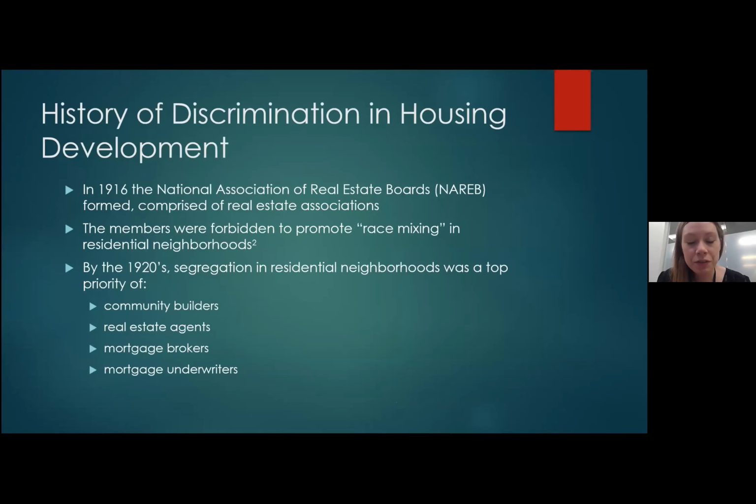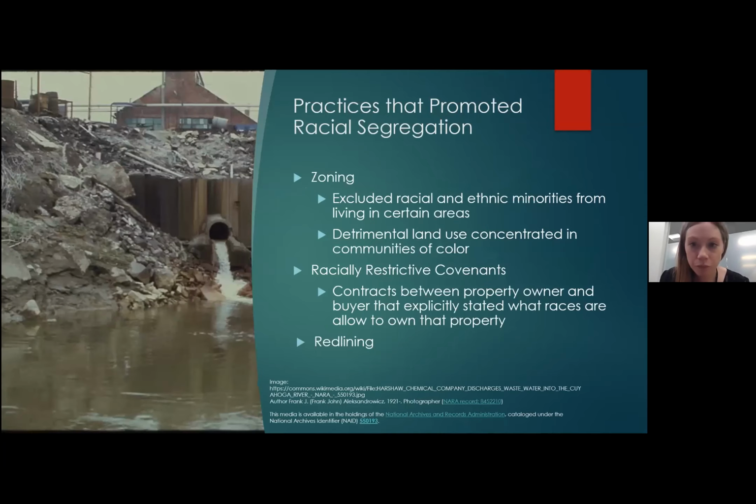So the history of discrimination in housing development goes back about 100 years when the National Association of Real Estate Boards was formed, comprised of real estate associations. These members were forbidden to promote, quote, race mixing in residential neighborhoods. By the 1920s, segregation in residential neighborhoods was a top priority of community builders, real estate agents, mortgage brokers, and mortgage underwriters.